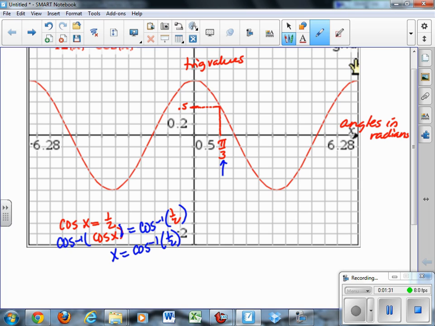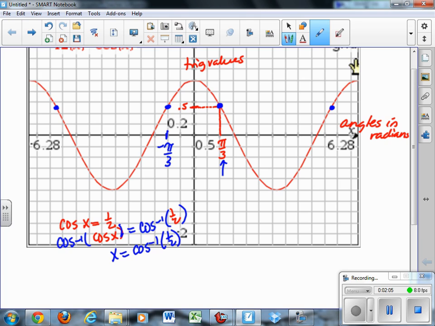However, you can see from the graph that there are lots of angles that have a cosine value of 1/2. There would be this angle, and this angle, and this angle, and this angle over here. Quite a few angles that have a cosine value of 1/2. So how would I figure out other angles that have a cosine value of 1/2? I think you can see from symmetry here that another angle that would have a cosine value of 1/2 would be the opposite of pi over 3, negative pi over 3.